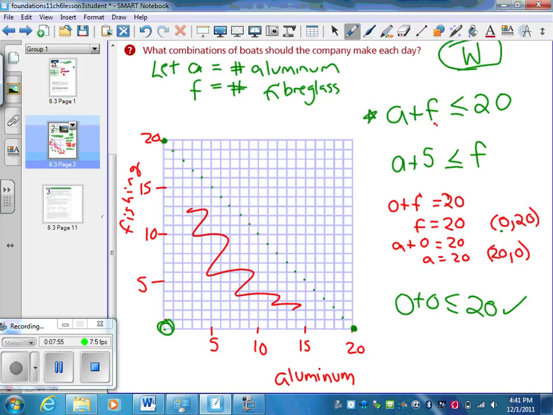Okay? Now I'm going to do the same thing for my other equation. I'm going to try and graph this right here. I'm going to try my x and y intercepts again. So again, I'm going to let A be 0. 0 plus 5 is, remember we do equals then, equal to F. So 5 is equal to F. When A is 0, F is 5.